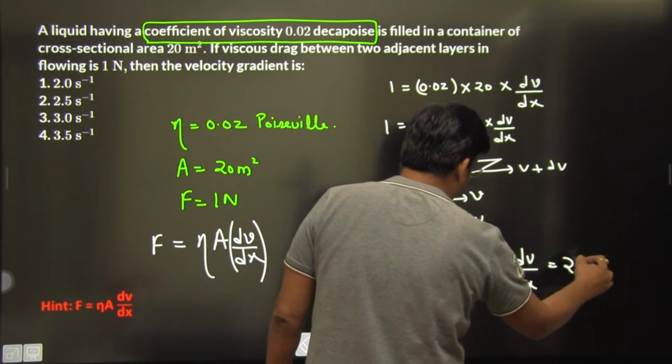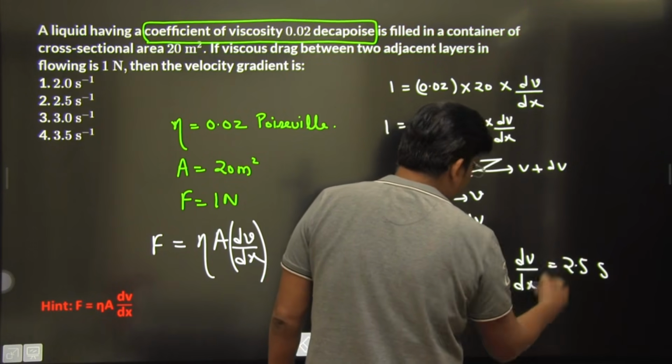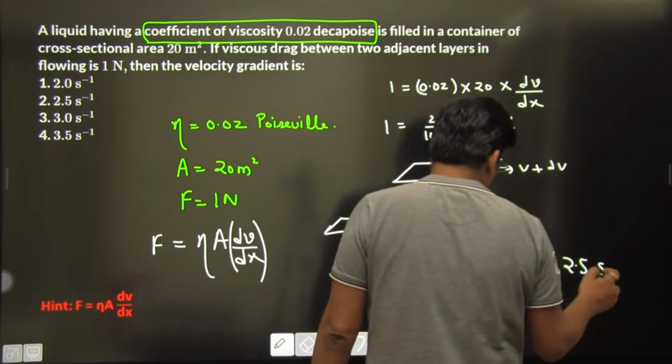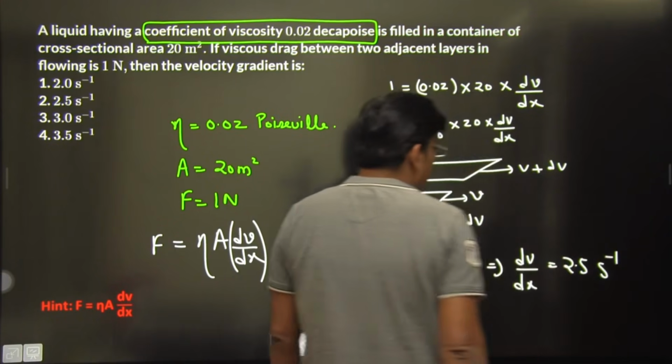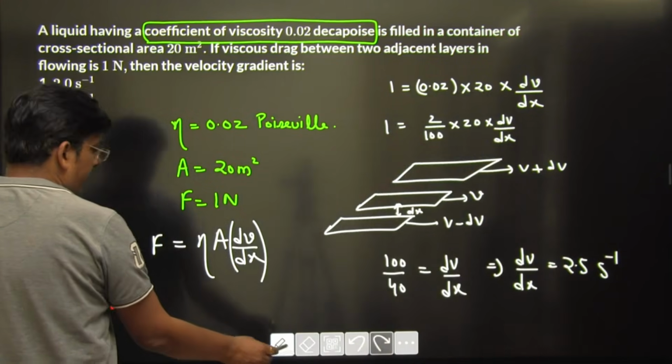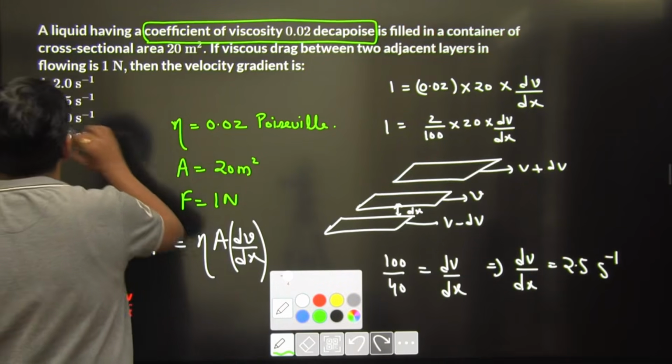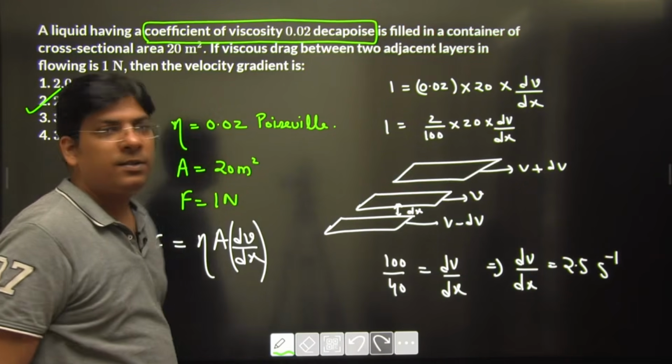And the unit would be meter per second per meter. So the net unit would be per second. So this is 2.5 per second. Option 2 is going to be the right answer for us, dear students.